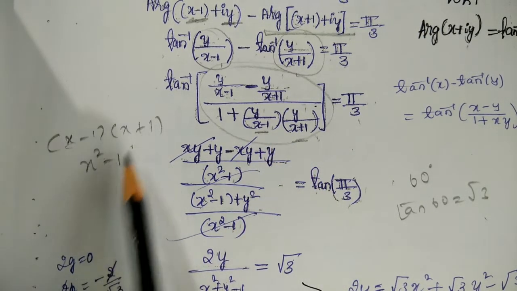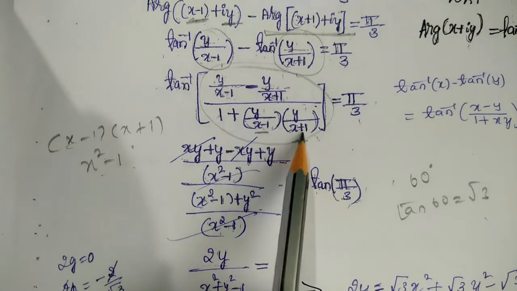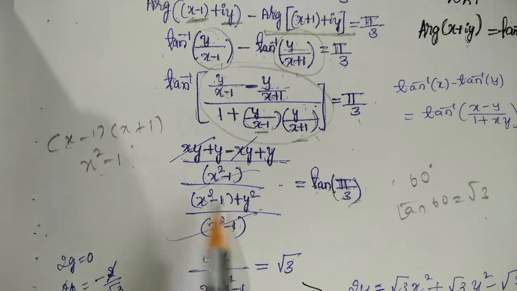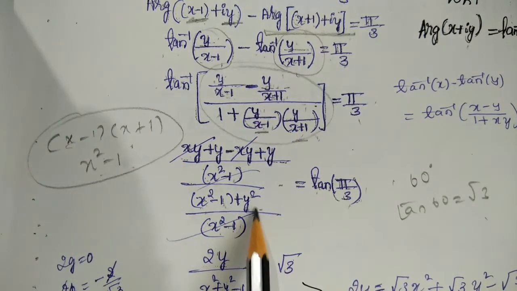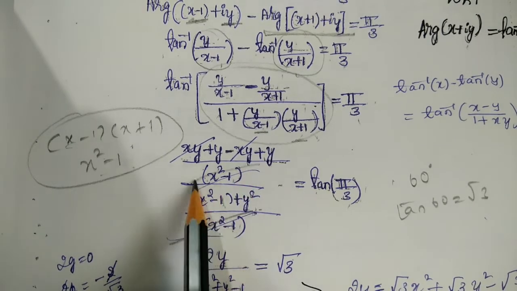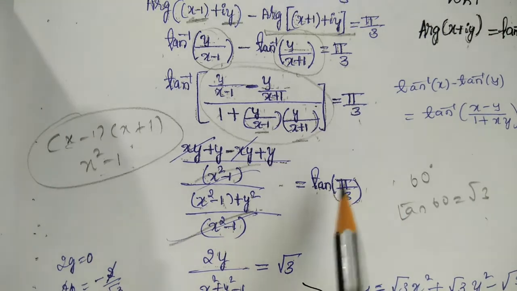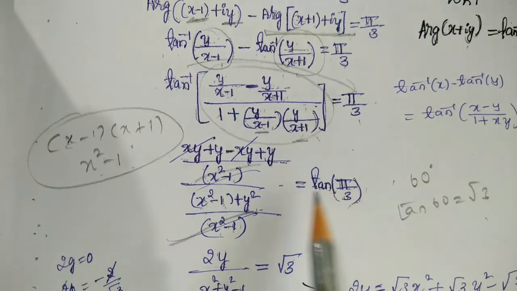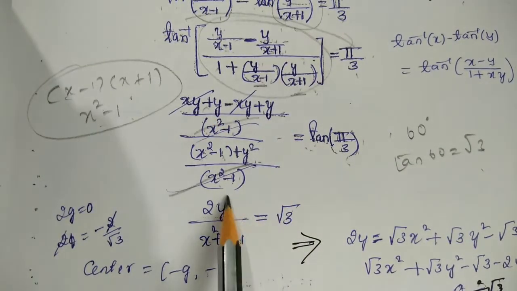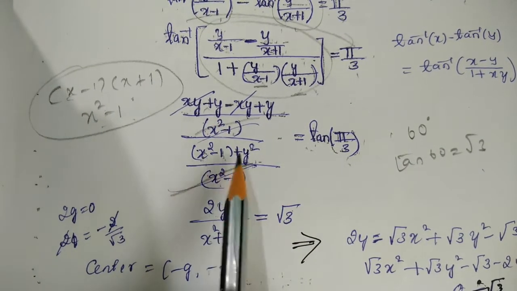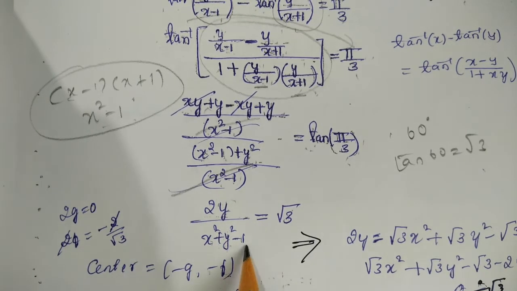So x minus 1 into x plus 1 is x square minus 1. So take that one. Next, 1 into x minus 1 into x plus 1 is what? x square minus 1. So this one, x square minus 1 plus, what is y into y? y square. So here x square minus 1 gets cancelled, plus xy minus xy gets cancelled. We remain with, so here tan inverse comes to the right, it becomes tan. So tan pi by 3. So now y plus y is 2y divided by x square plus y square minus 1. So 2y divided by x square plus y square minus 1.